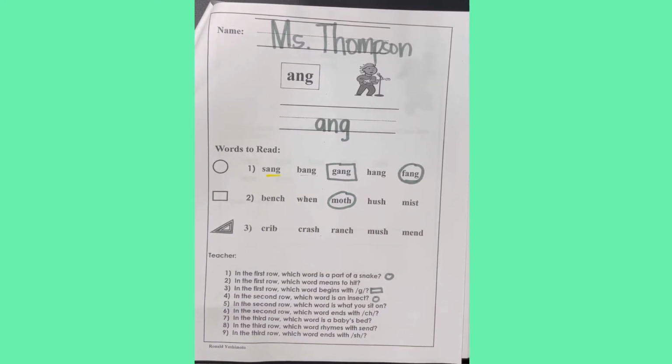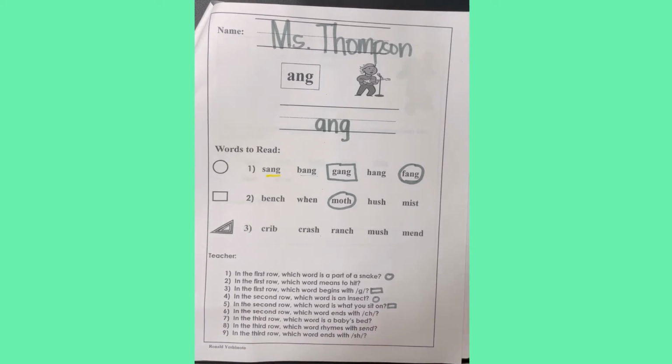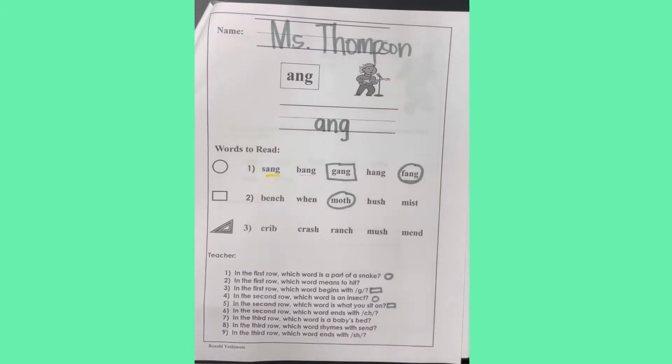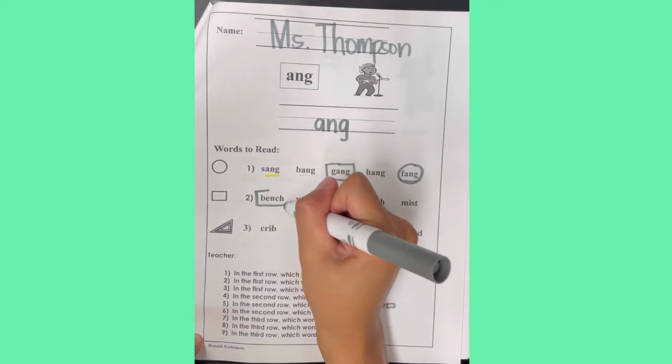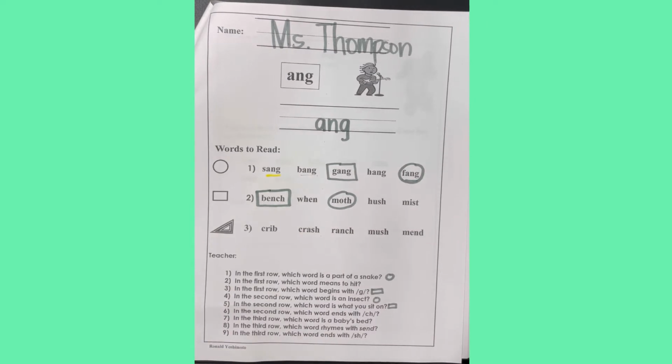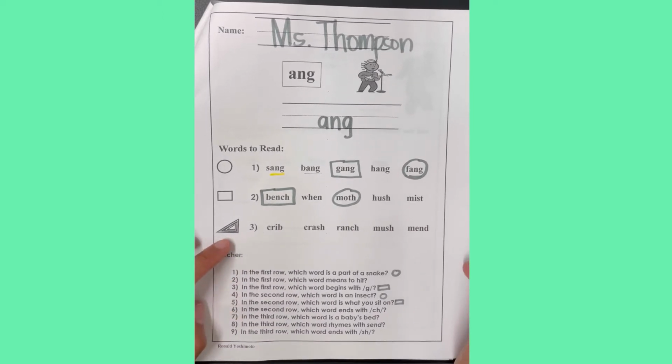Okay, next. In the second row, which word is what you sit on? Put a rectangle around it. If you put a rectangle around bench, you are correct, right? Like you see a bench along in a park, and you sit on a bench, okay? All right, go ahead and read the words in the third row.